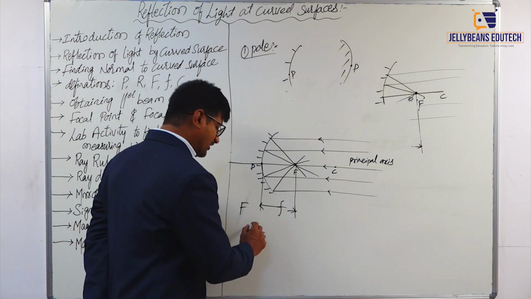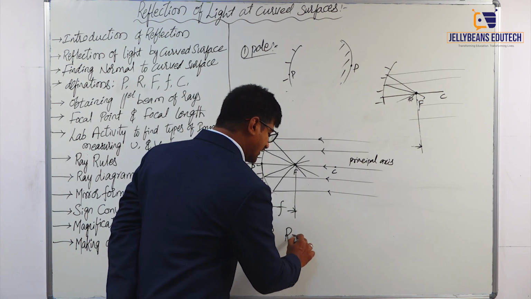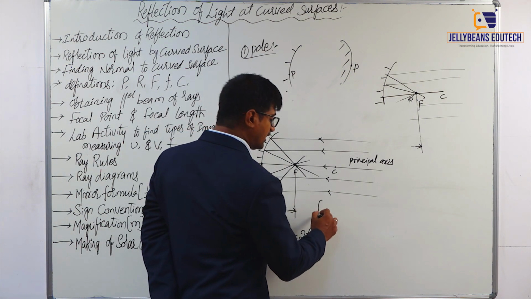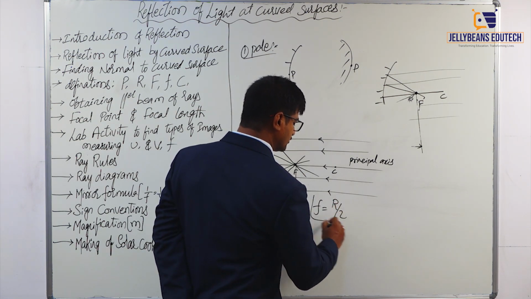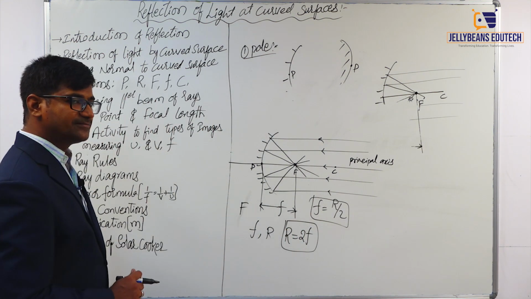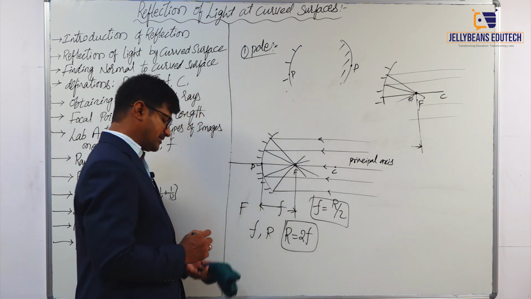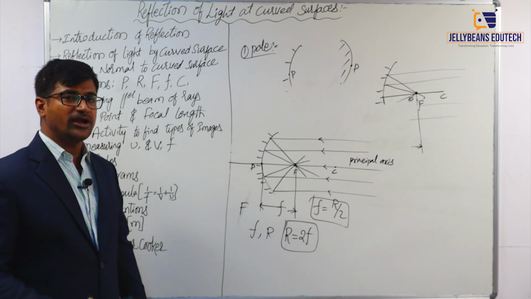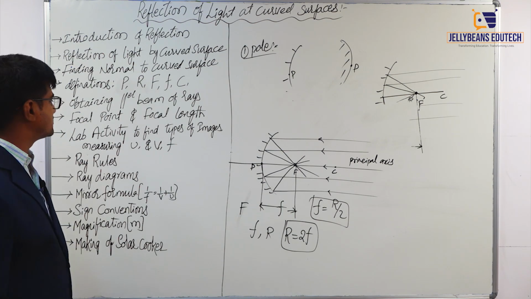And here we have a relation in between small f and R. That relation is R is equal to 2f. Otherwise we can say that f is equal to R by 2. So this is the relation in between R and f. In this way we can find the focal length, by obtaining the focal point with the help of the light rays which are coming from an infinite distance.